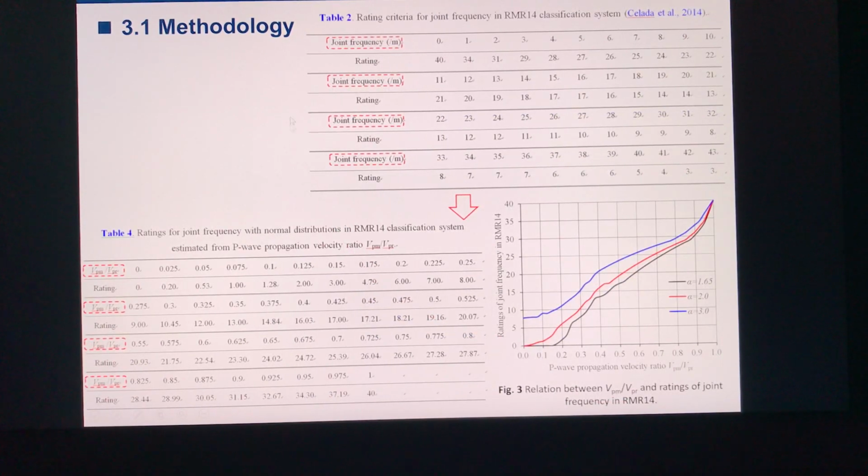And next, we can convert the original rating regulation to our newly proposed method. In the RMR classification system, the rating of the joint frequency is dependent on the joint frequency, and in our method, the rating of joint frequency is dependent on the P-wave propagation velocity ratio.